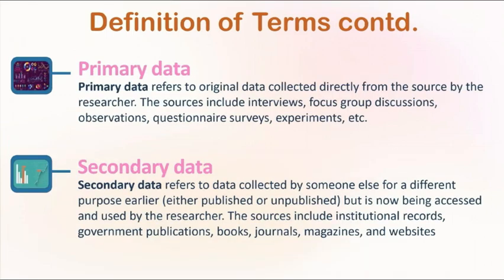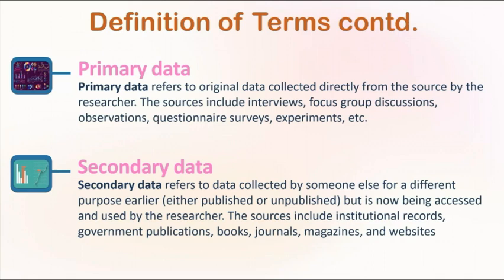Another key term to be defined is primary data. Primary data refers to original data collected directly from the source by the researcher. The sources include interviews, focus group discussions, observations, questionnaire surveys, experiments, etc. Although it is expensive and takes longer to collect, it is more accurate and reliable than secondary data.